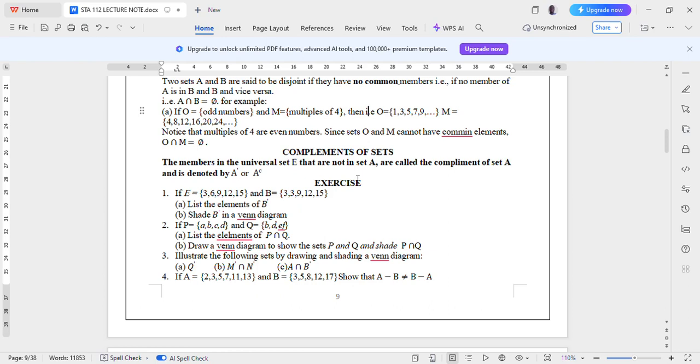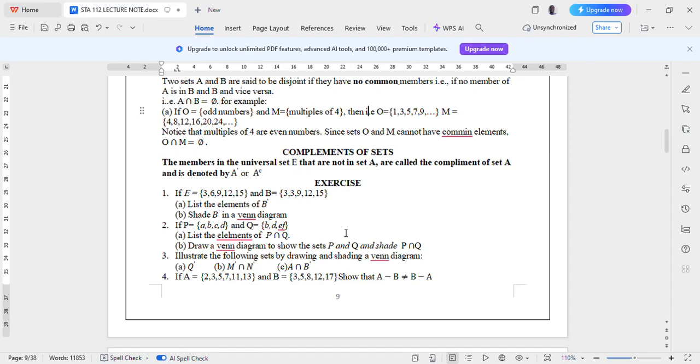Let me use another example. Maybe in your own family now, you have somebody that's not a member of your family who comes to be with you or greet you. So that person is a complement to your family. In as much as that person is a member of your universal set, your extended family, that person is a complement to your family.